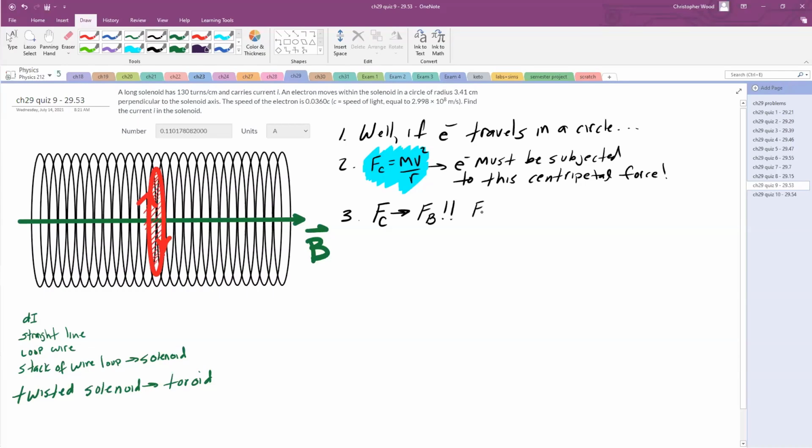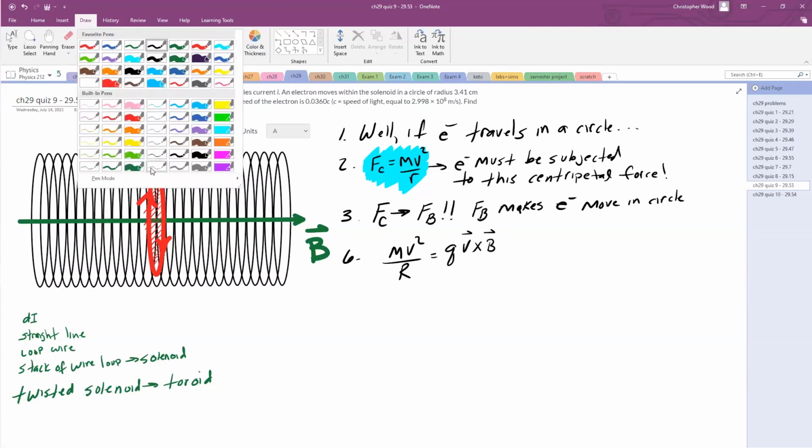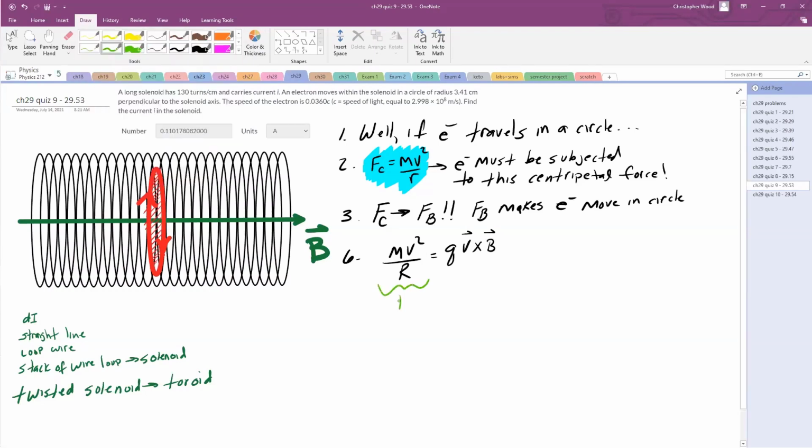So the F sub B makes the electron move in a circle. And that's useful, at least for the next step. So we can say, okay, here's the centripetal force, mv squared over r. Here's the magnetic force, qv cross B. All right, so that's my next knee-jerk reaction: this is the centripetal force, and it is instantiated by this magnetic force.